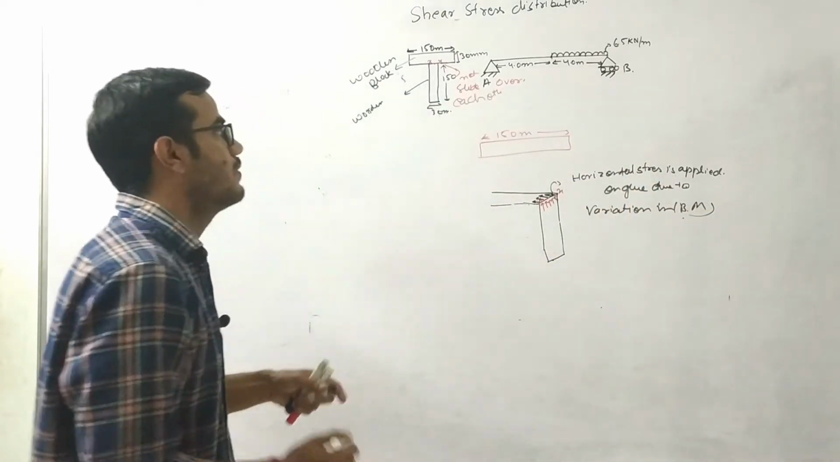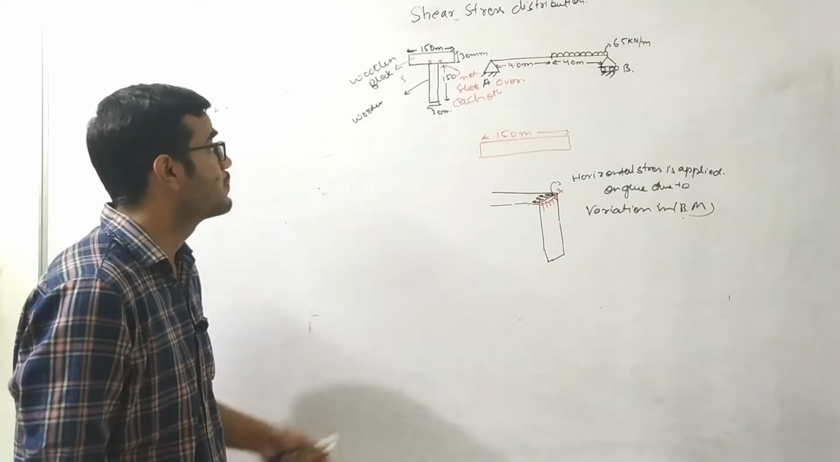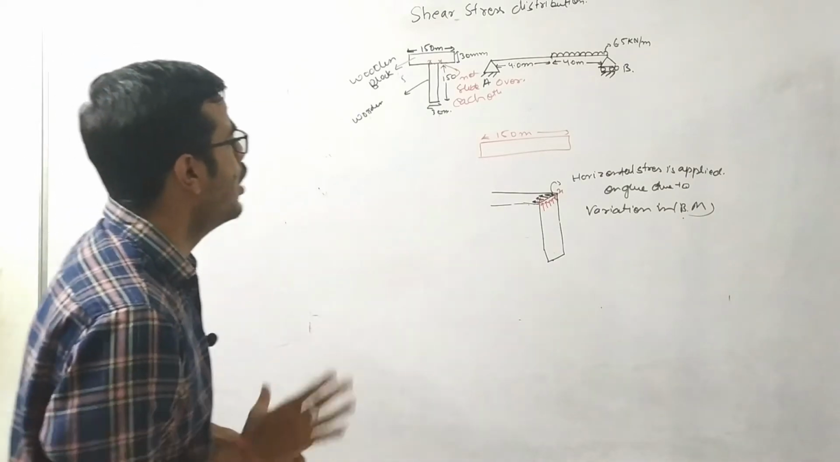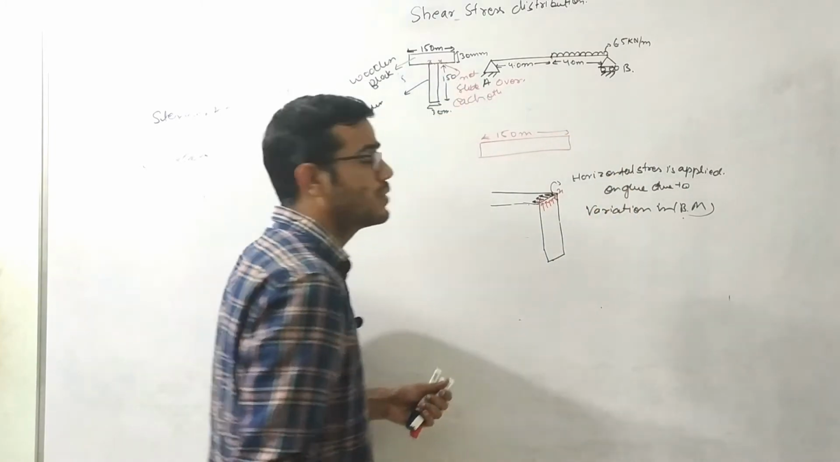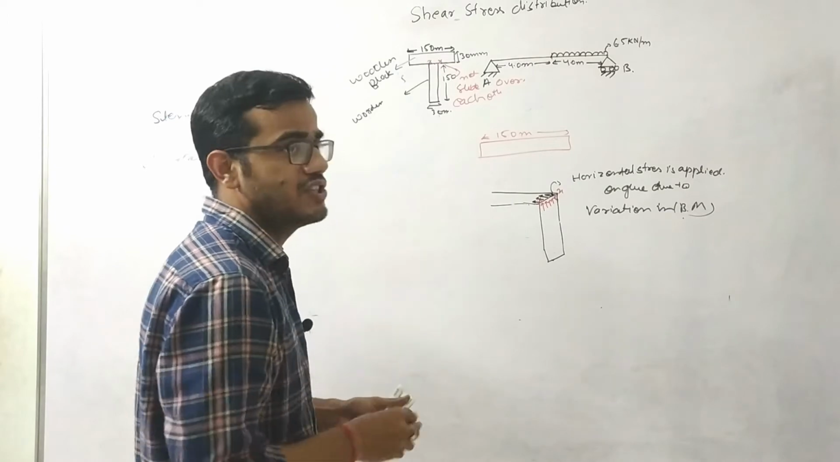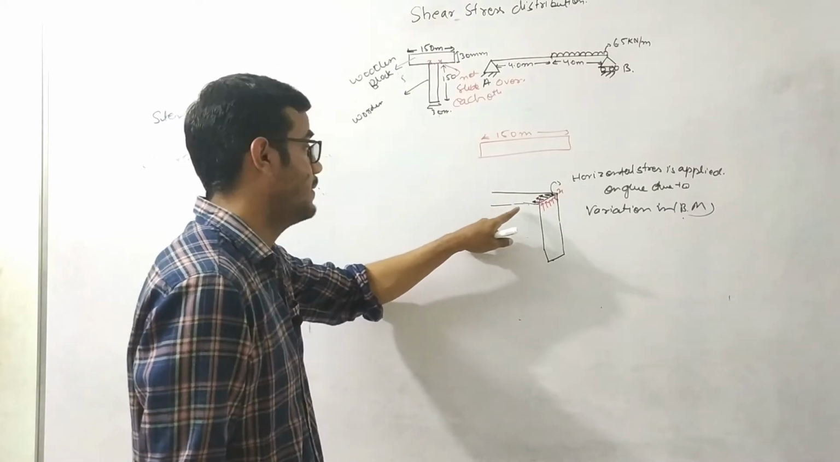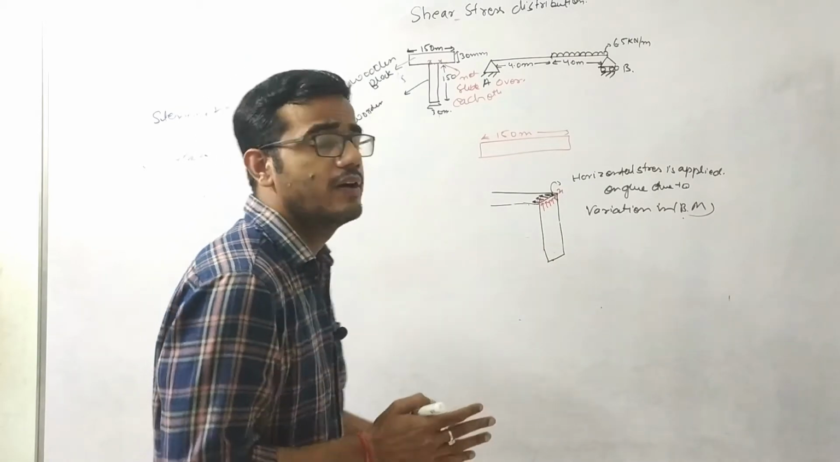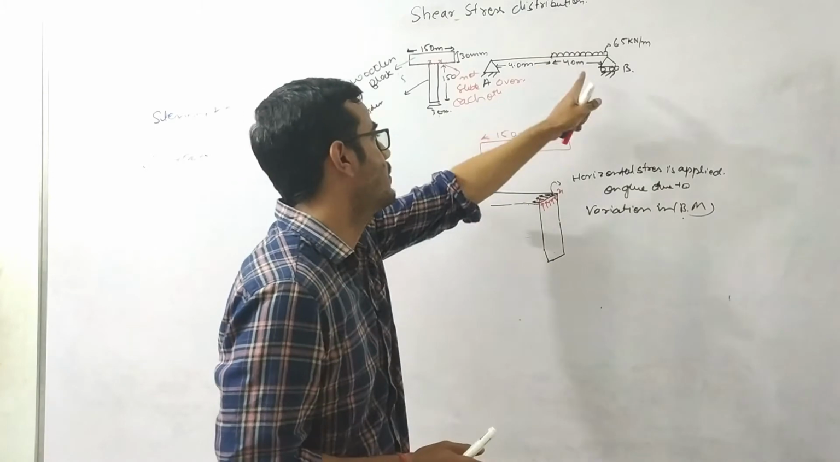Because if the moment is constant, if there is uniform bending, then we don't have any shear stress. So now my main purpose is to calculate at which portion I should get the maximum shear stress, because I will design this adhesive system as per the maximum shear stress. So I need to find at which location of the beam the maximum shear stress will occur.